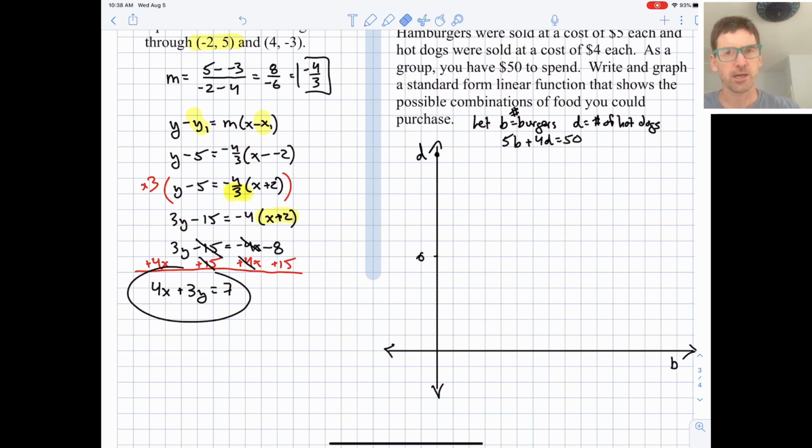Now we're going to pretend we got no hot dogs, 0 hot dogs. So we're going to cross out this hot dog term. 5B is 50, so that's easy. B is 10. So 2, 3, 4, 5, that's 6, 8. So there's our 10 right there, and so B is 10. And we're going to connect these guys with a line, which will give us all the different combinations of burgers and hot dogs we could have gotten for our $50.